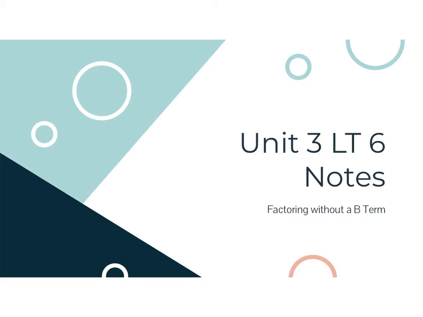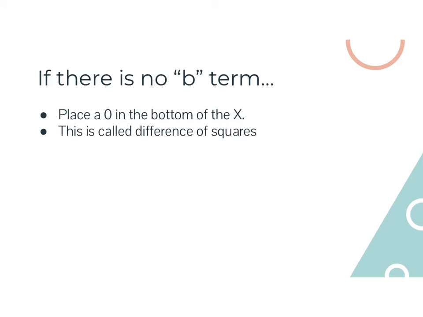Today we're going to talk about factoring without a B term. When that middle term is missing, what do we do? How do we factor expressions like that? So if there is no B term, let's just think back.